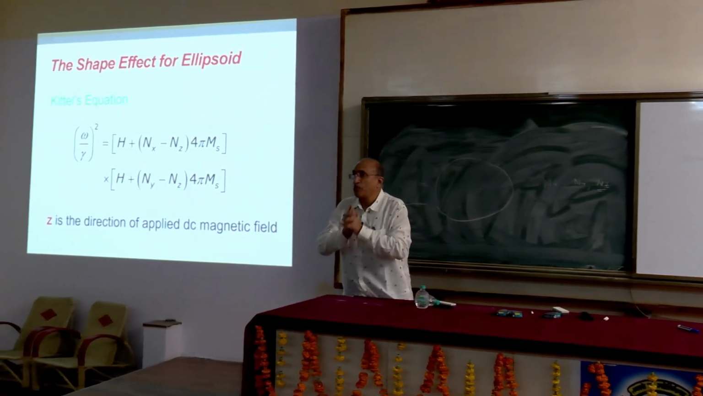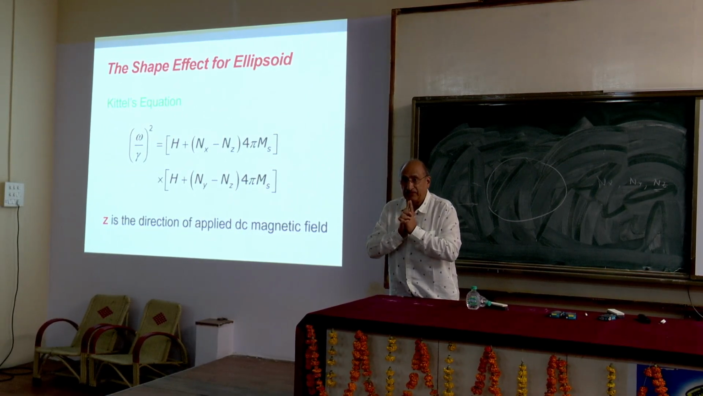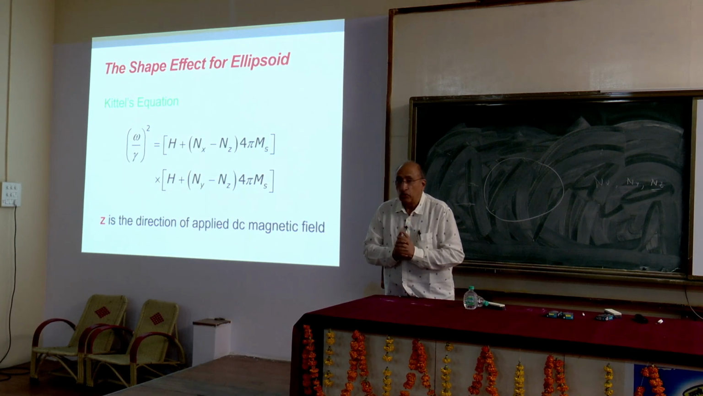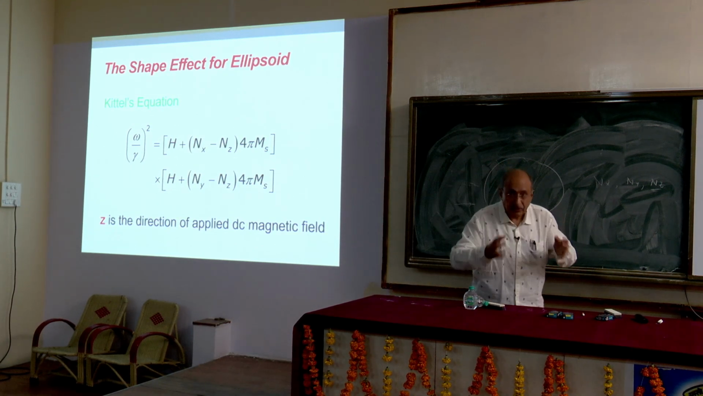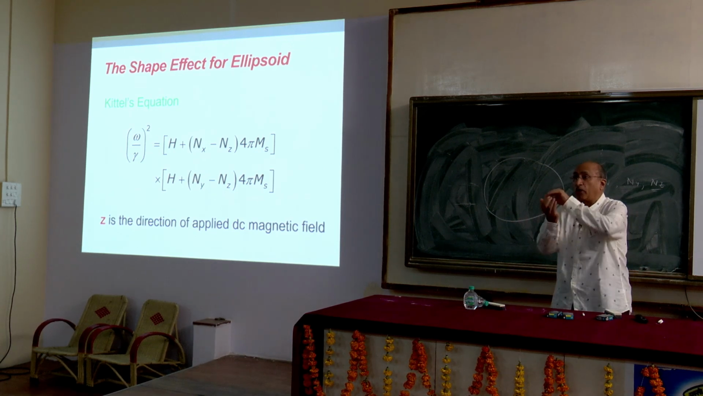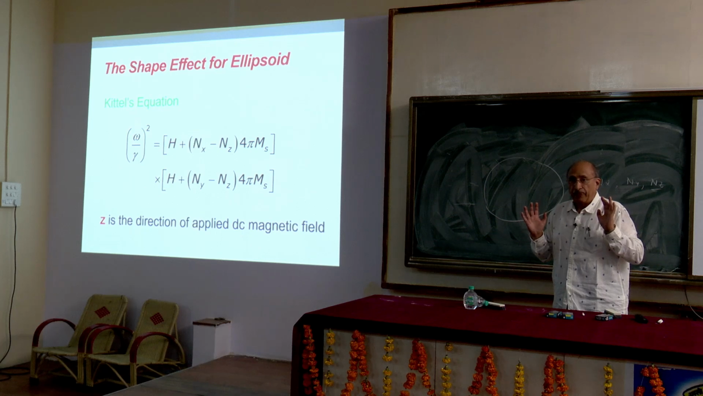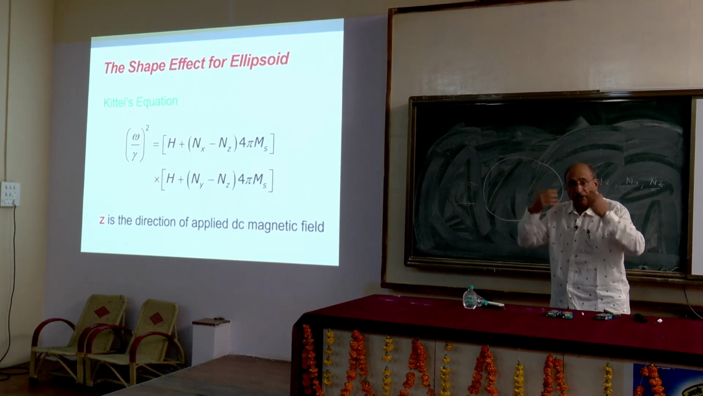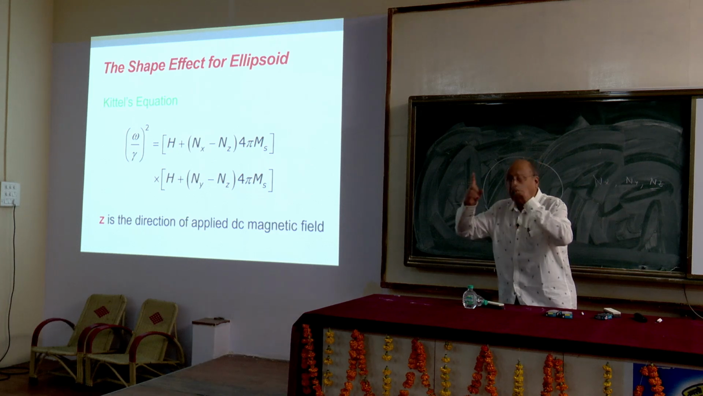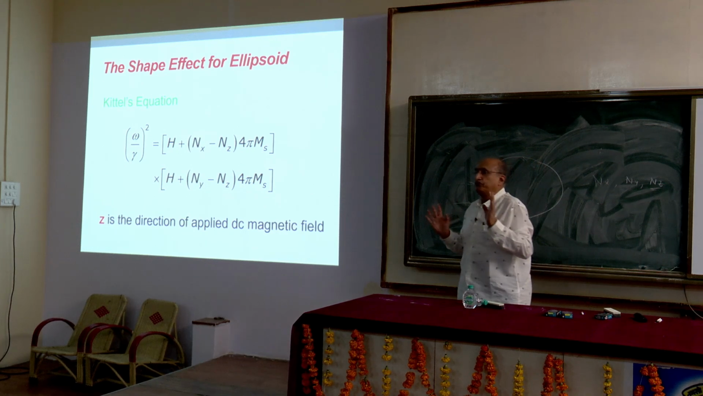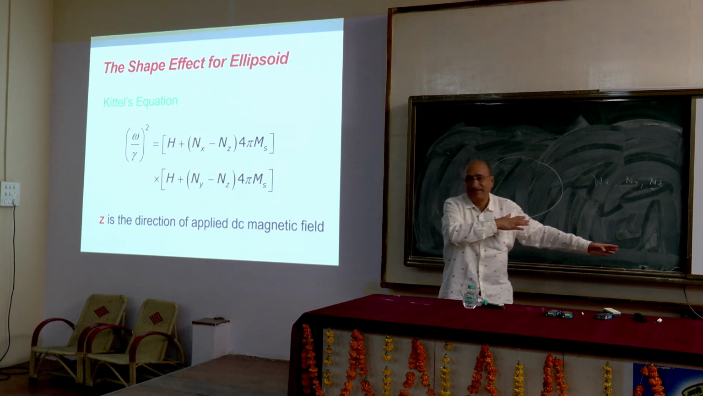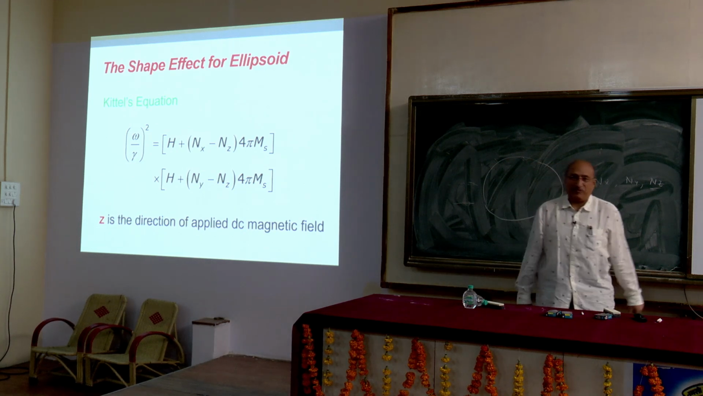This can be used to measure g and 4 pi Ms. Remember, when we talked about measurement of magnetic moment using VSM or SQUID magnetometer, we said all that we measure is emu, the total magnetic moment. It's your business to calculate it per unit gram or per unit volume or whatever you do. But this is one experiment which gives you directly the magnetic moment per unit volume, because everything is inherent in this particular Kittel's equation. That's the beauty of this experiment.